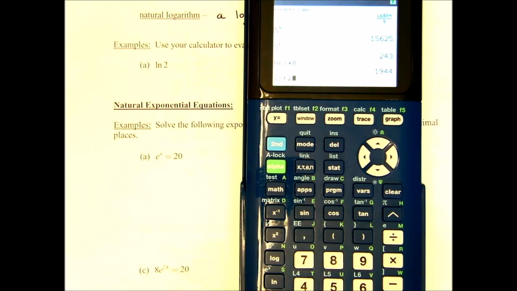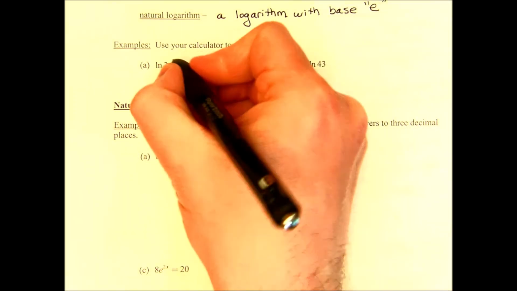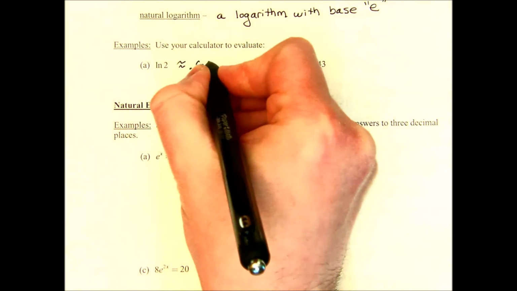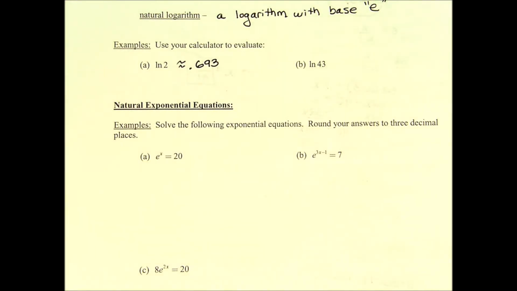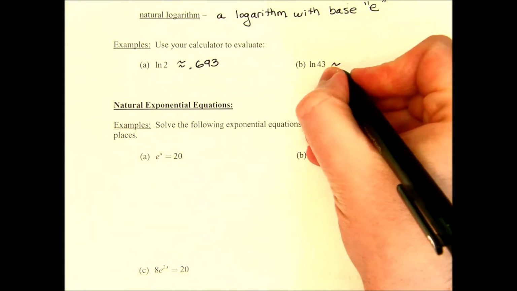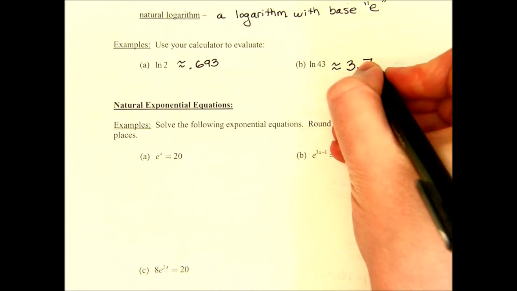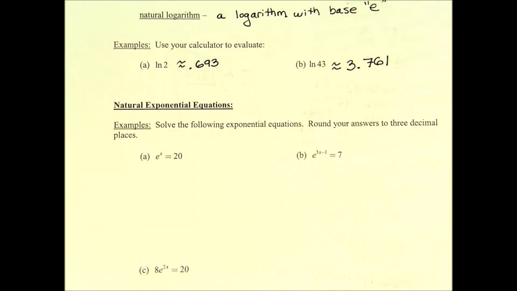And I'm going to type in the natural log of 2. And I'm going to get about 0.693. And I'm going to round these things to 3 decimal places. All I did was I went to the calculator, used the ln button, and typed in ln 2. You go try the natural log of 43. And if we're rounding to 3 decimal places here, that should be 3.761 for the natural log of 43.